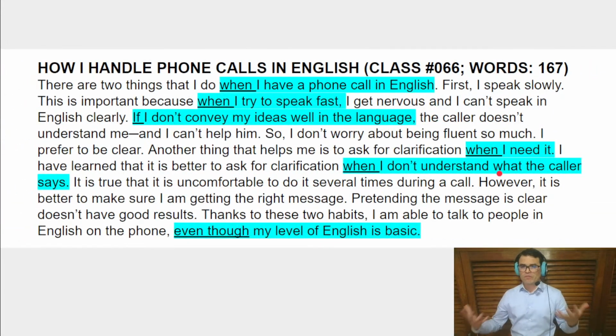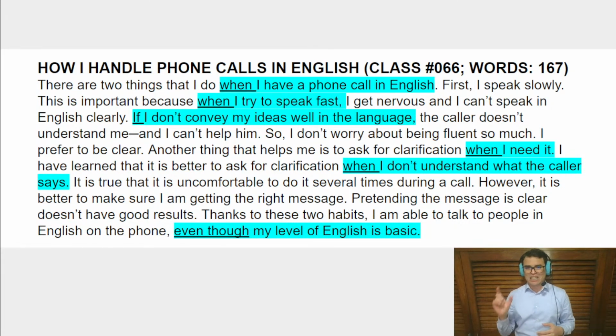Here we have one of my favorite things to talk about, clauses. Here you have time clauses with when, conditional clauses with if, and contrast clauses with even though. Clauses give you context on what you're talking about and allow you to provide more information. First example, when I have a phone call in English. Next, when I try to speak fast. Next, if I don't convey my ideas well in the language. So there you have time clauses with when, and then a conditional clause with if, and the whole thing, right? So the clause is the whole thing that you see in light blue, right?